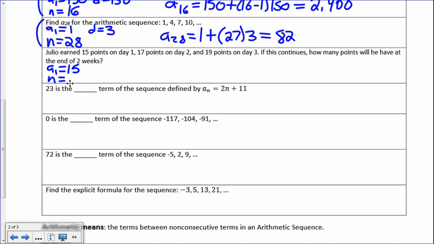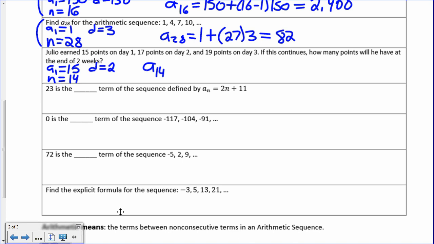So 14 is your N. Did everybody catch that? They were talking about days before, now it's weeks, so you have to convert that. And then they're doing 2 points every day, so you have your common difference too. Yeah, the common difference is 2 because you're adding 2 each time. Now I'm trying to find A sub 14, the 14th term. That's 14 days, right? The 14th term.